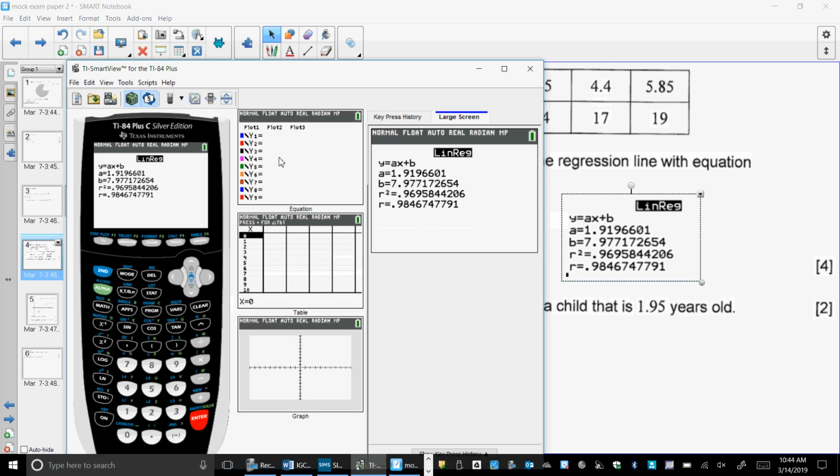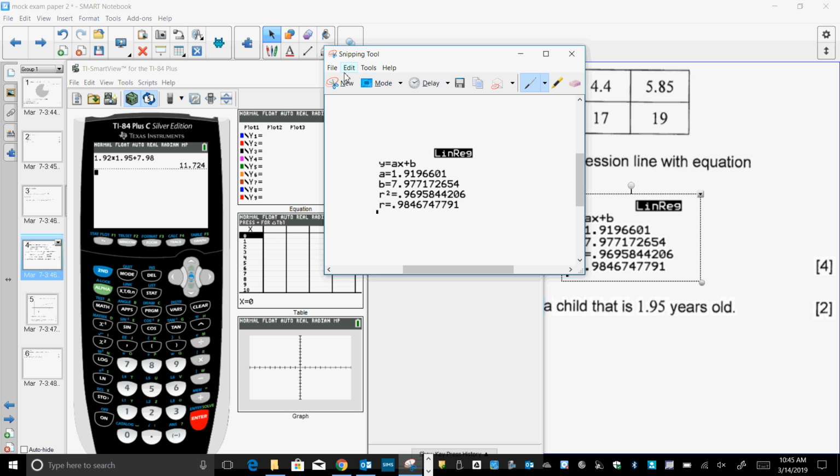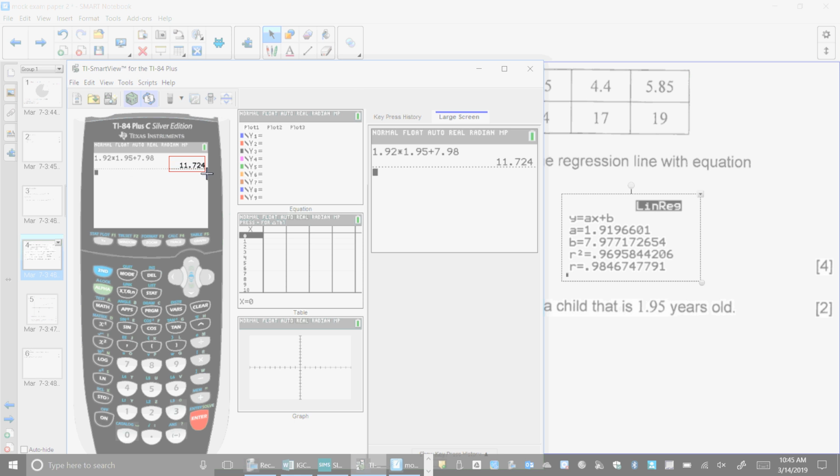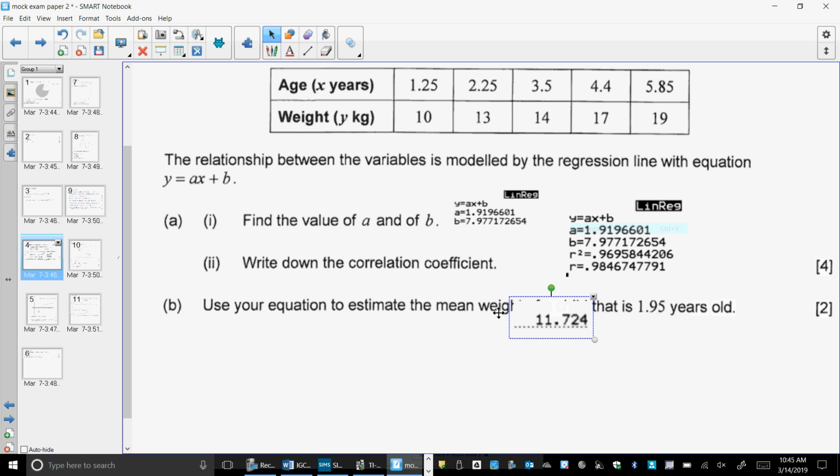So let's quit that. So we're literally doing 1.92 multiplied by 1.95 plus 7.98. Okay, so we've used my equation here, and that gives us 11.724, so 11.7 to 3 sig fig. Okay, this is way easier than writing it.